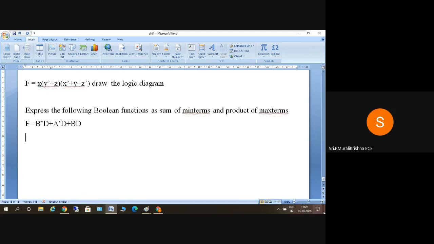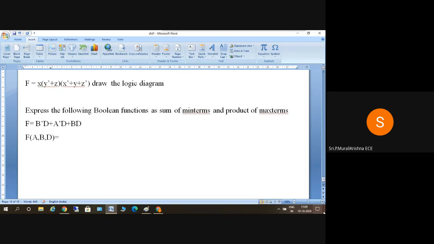So what we have to do here is check how many terms are missing here. The function has variables A, B, and D. There is no C here. So F is a Boolean function of the variables A, B, D. If there were a C, we could have taken C, but there is no C here. So this Boolean function contains only the variables A, B, and D.